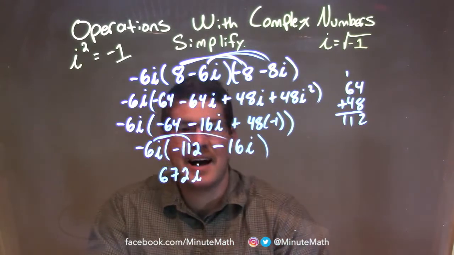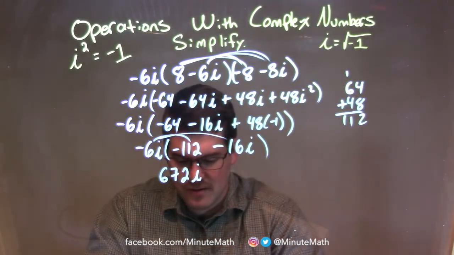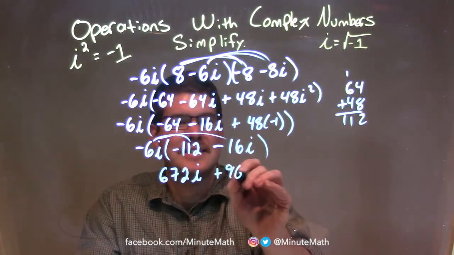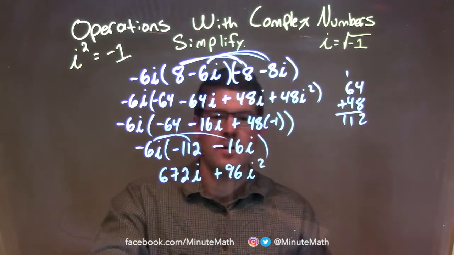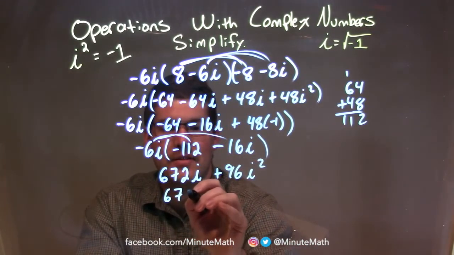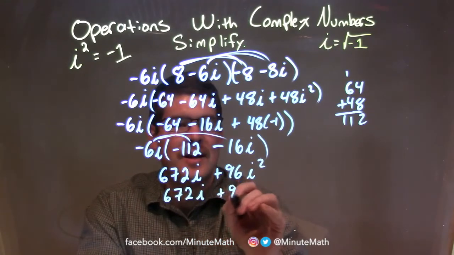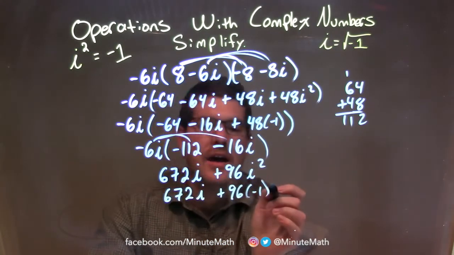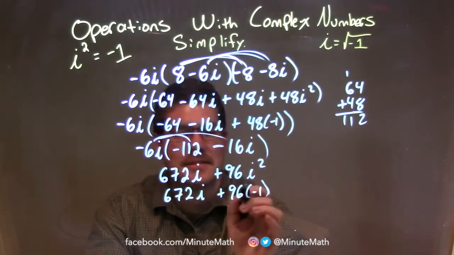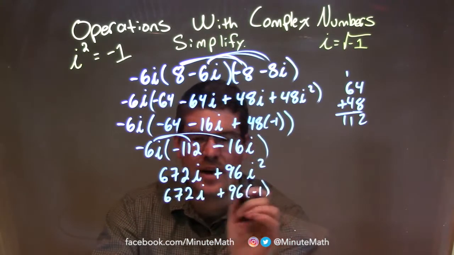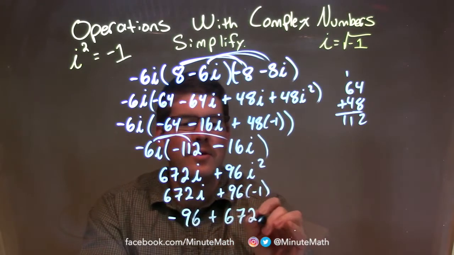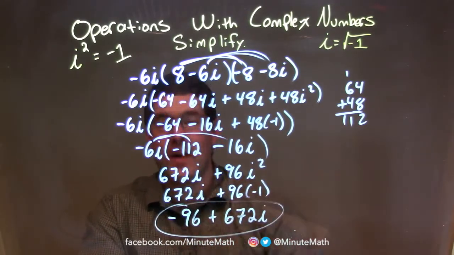And then negative 6i times negative 16i. So 6 times 16, a negative times a negative is a positive. We have a positive 96i squared. Well, we know i squared is a negative 1, so we have 672i plus 96 times a negative 1. When we write our complex numbers, we need to write the number out first, so we have a negative 96, because 96 times negative 1 is a negative 96. So we have a negative 96 out front plus 672i, and that is our final answer.